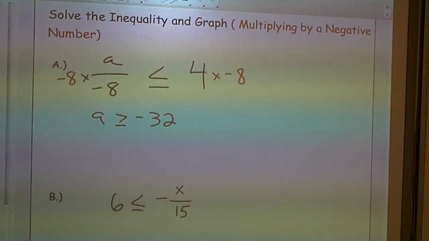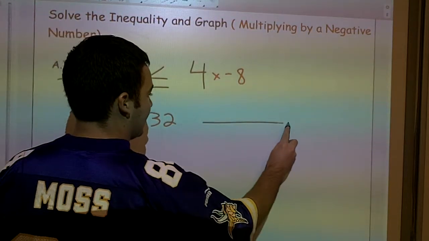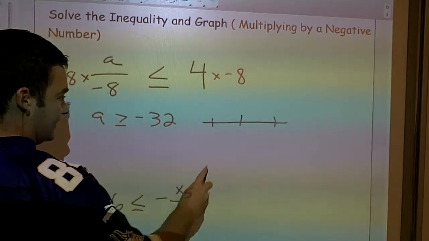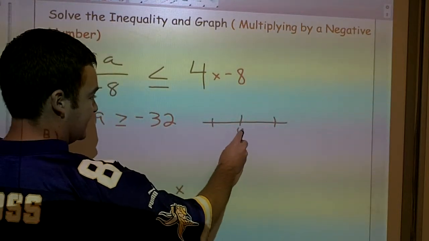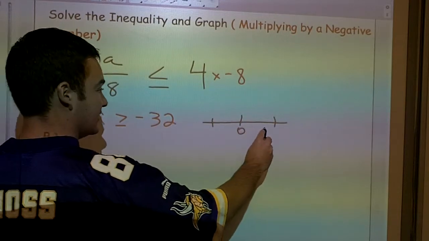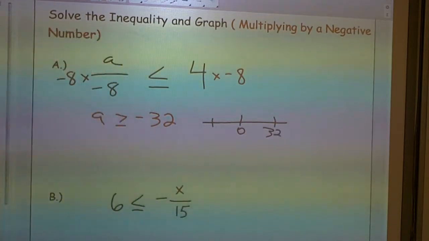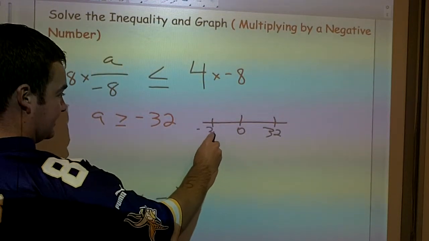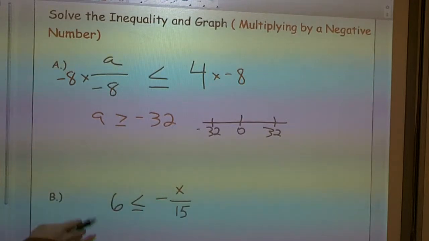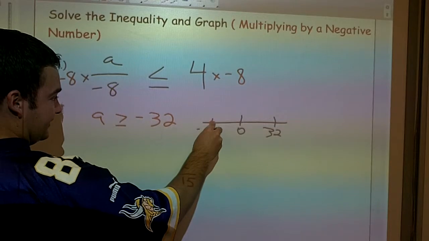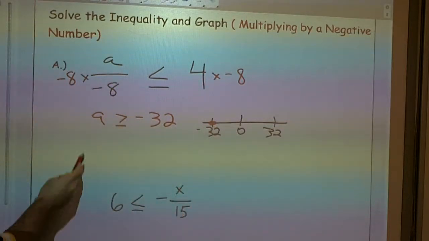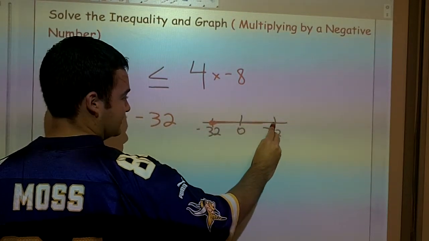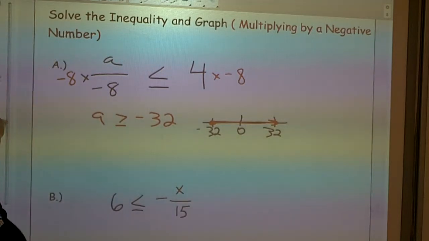The only check we need really is that graph. And again, it gets kind of monotonous. We do the same steps, but that's how we build that automaticity, or making this an automatic process. Negative 32. So A is greater than or equal to. We've got a closed dot on our negative 32, and we're saying all values that are greater than a negative 32. So over here.